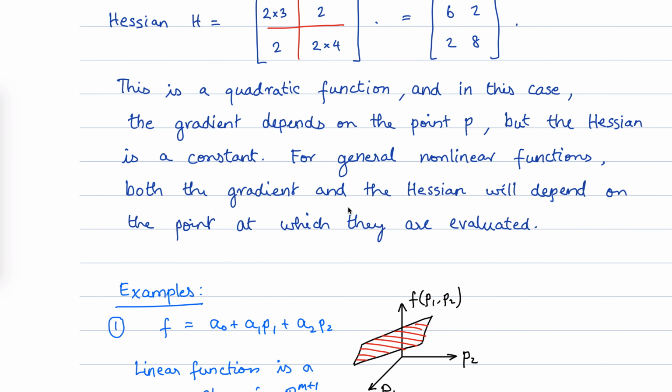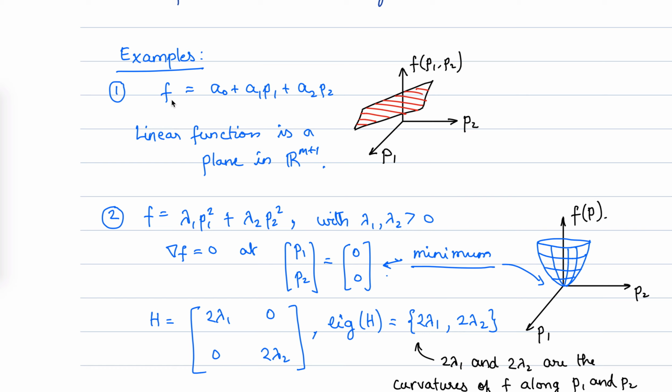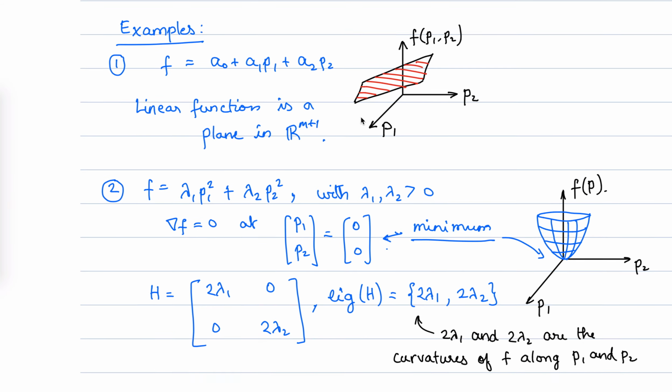Okay. So let's see a few more examples. If you have a function of p1 and p2 which is just a constant plus a linear function of p1 and p2, then, well, I guess that's what that looks like in general.